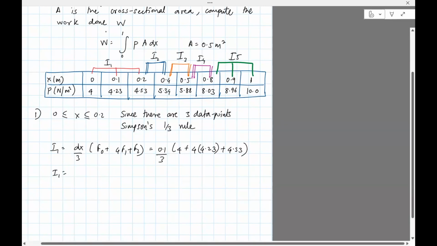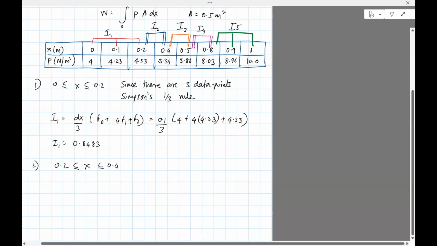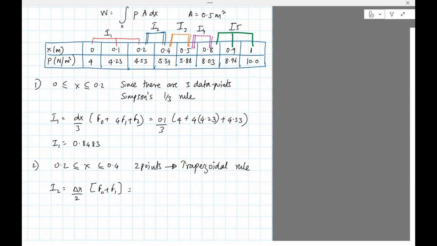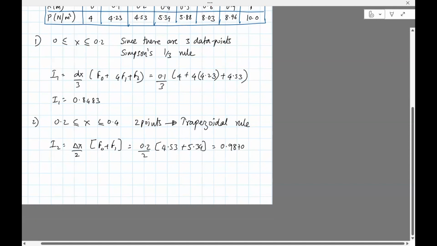So I1 comes out to be 0.8483. Then I2. For I2, we need to use 0.2 and 0.4. So between, sorry, I should write it like this. 0.2 to 0.4, 2 points, we'd use trapezoidal. So the trapezoidal rule is delta x divided by 2, f0 plus f1. Δx is the difference between 0.4 and 0.2, that's going to be 0.2. f0 is 4.53 plus 5.34. That comes to 0.9870.